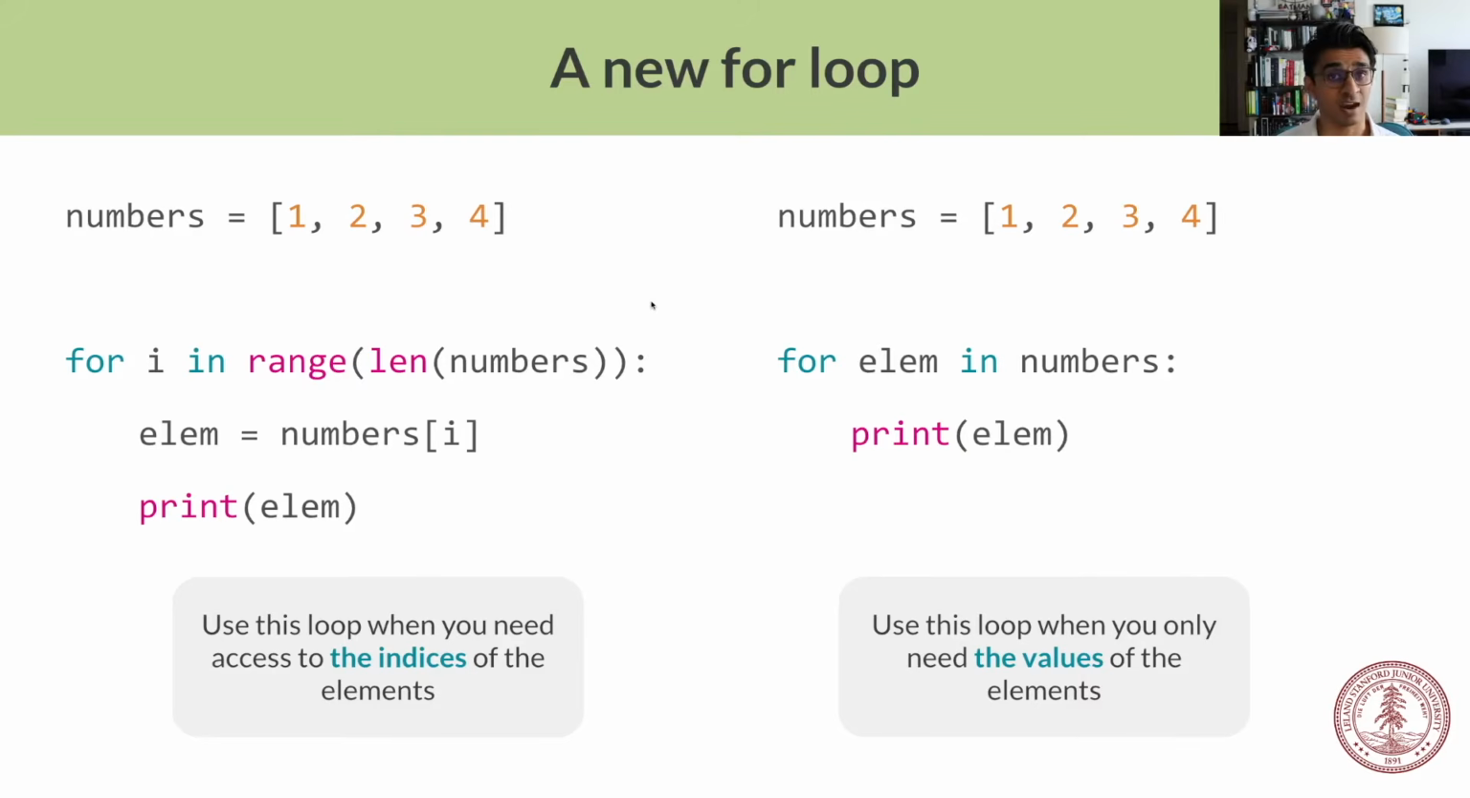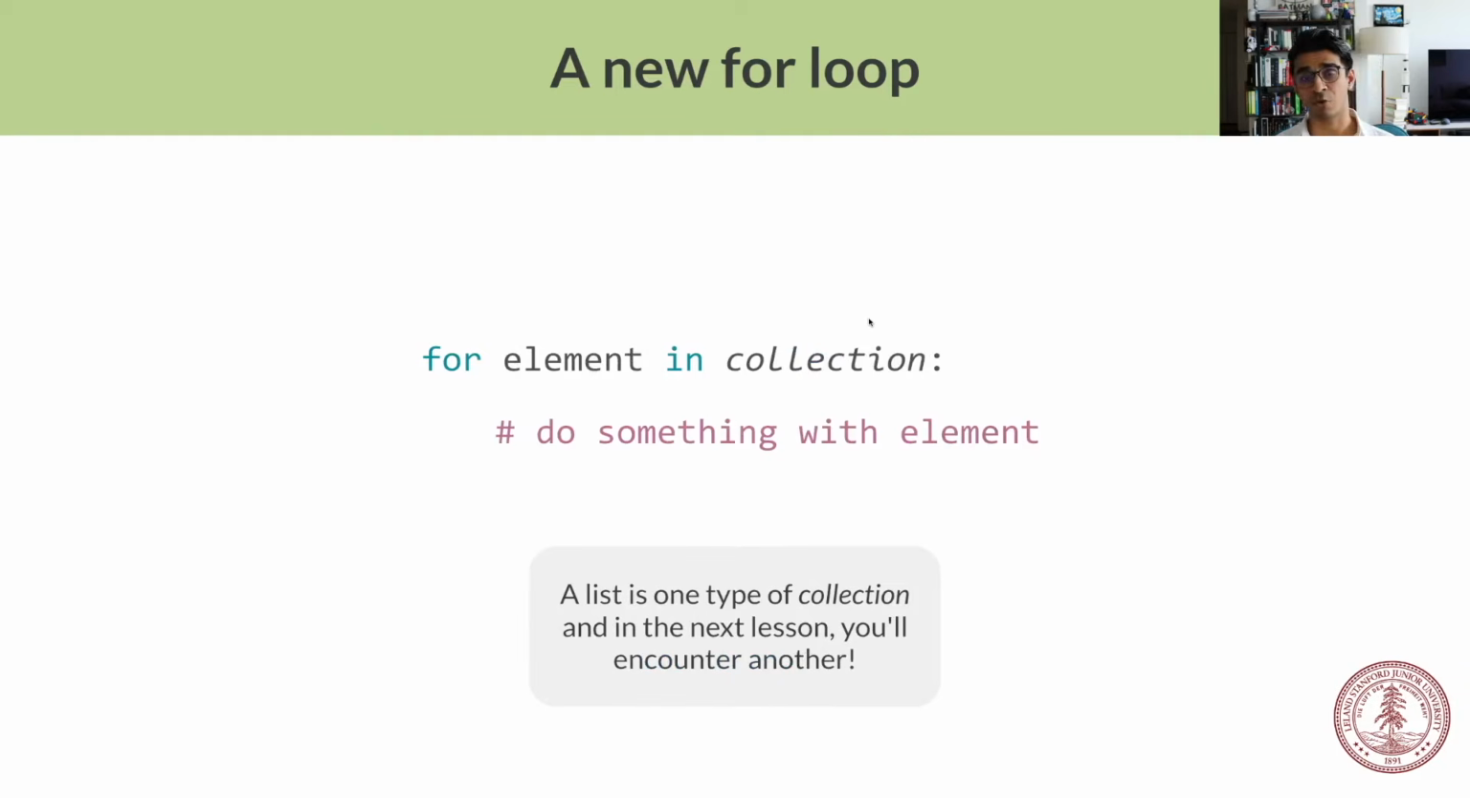If you don't care where the elements are and you only care what they are, you can go ahead and just use the for loop on the right to just loop through all the elements without having to worry about the index. Okay, in general, the form of this loop looks a little bit like this. For element in collection, do something with the element. So what is this saying?